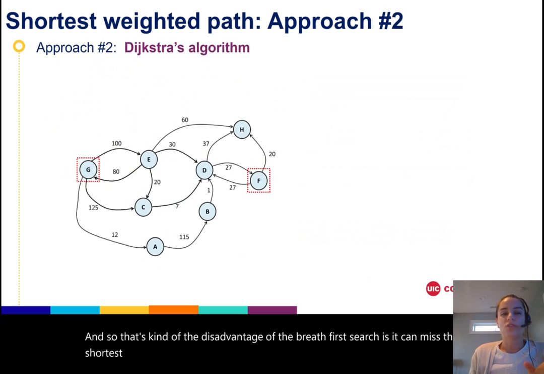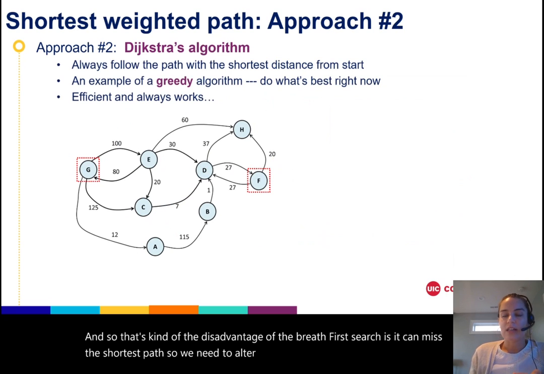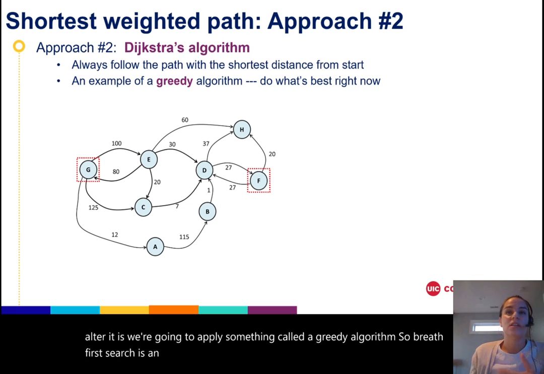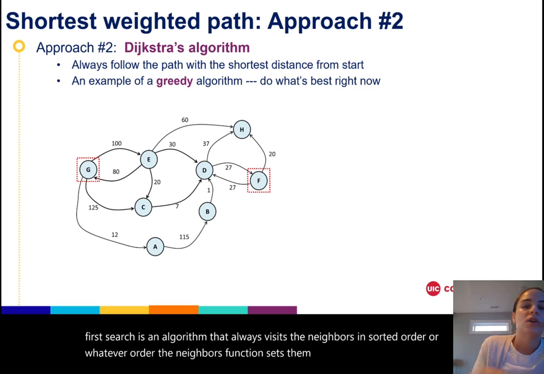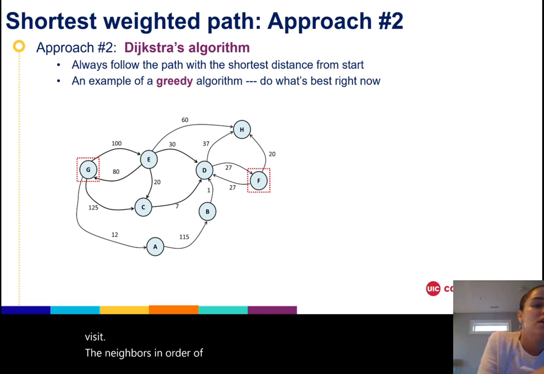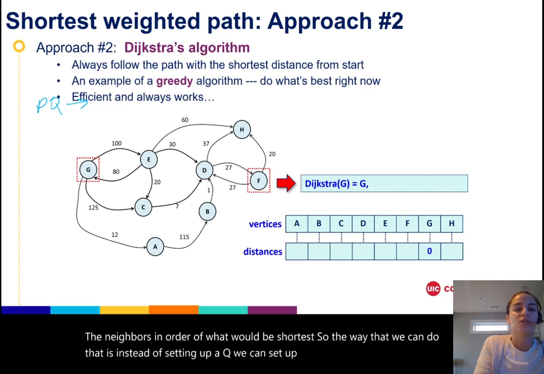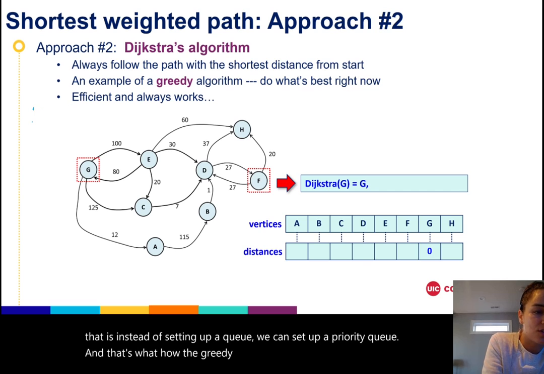So we need to alter it. And so the idea that we're going to do to alter it is we're going to apply something called a greedy algorithm. So breadth first search is an algorithm that always visits the neighbors in sorted order, or whatever order the neighbors function sets them to. An alternative is to visit the neighbors in order of what would be shortest. So the way that we can do that is, instead of setting up a queue, we can set up a priority queue. And that's how the greedy algorithm portion of this algorithm works.